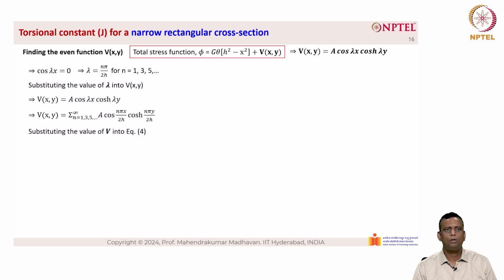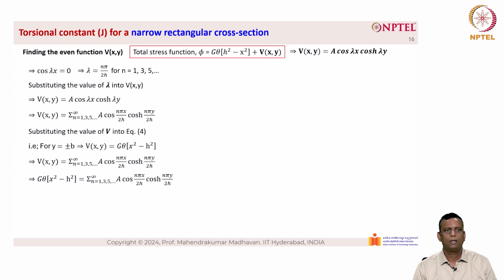So substituting the value of b in equation 4, that is for y equal to plus or minus b, v of x comma y is equal to g theta into x square minus h square. This is something that we derived in the previous slides. So this gives the value v of x comma y equal to sigma n equal to 1, 3, 5 up to infinity a cos n pi x by 2h into cosh n pi y by 2h. So when we do so, on the left hand side g theta into x square minus h square is equal to sigma of n equal to 1, 3, 5 up to infinity a cos n pi x by 2h into cosh n pi y by 2h.